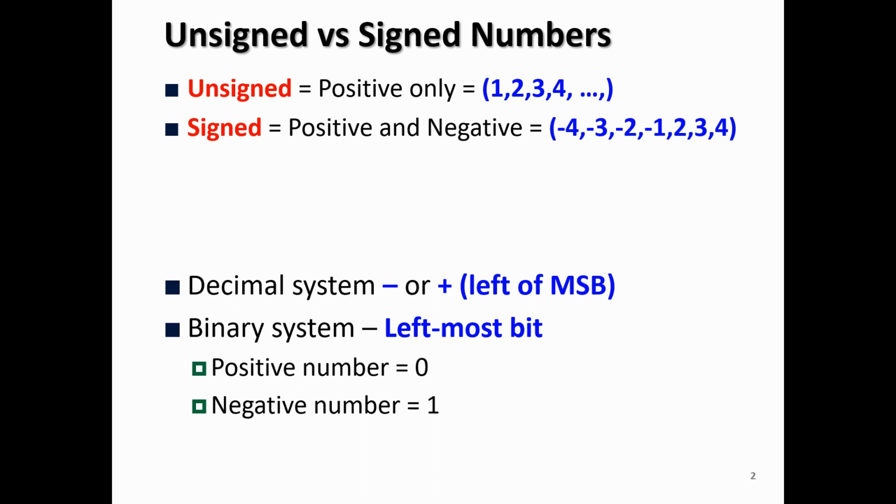In the decimal system, we generally use the negative sign or the positive sign, and we put that on the left of the most significant digit. In the binary system, we use the leftmost bit to indicate if it's a positive number or a negative number. In the case of a positive number, we put a 0. In the case of a negative number, we put a 1.